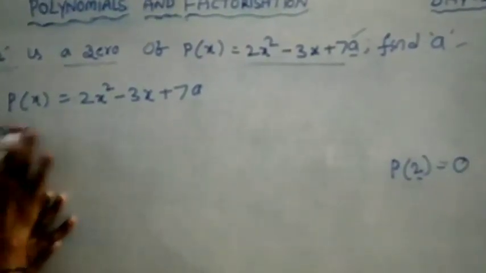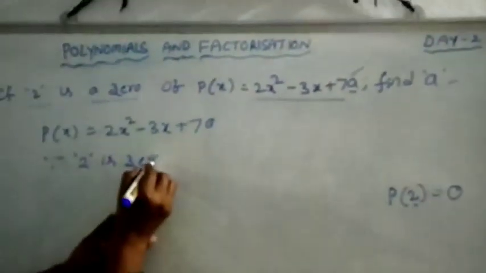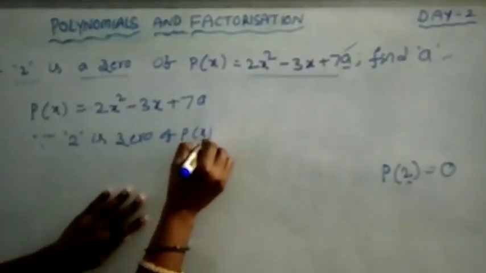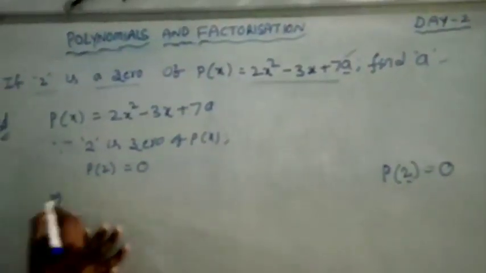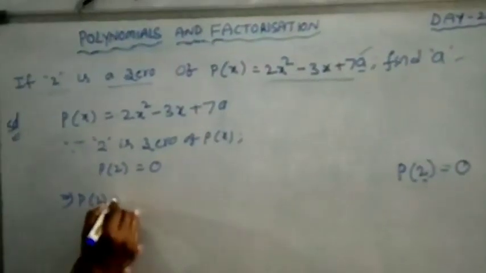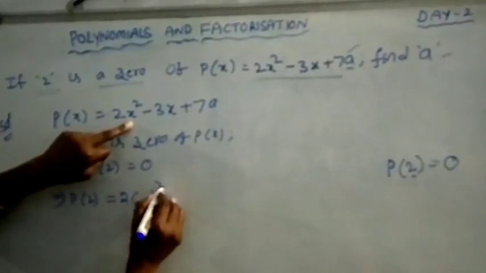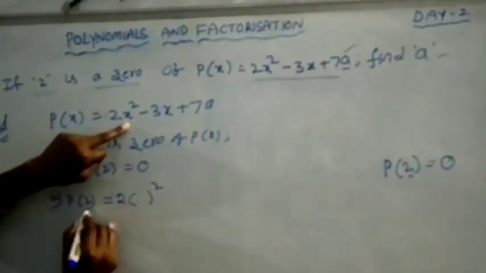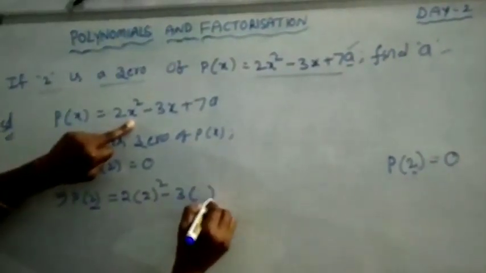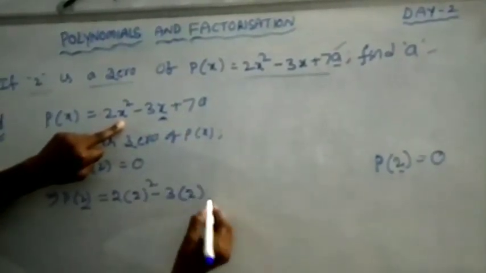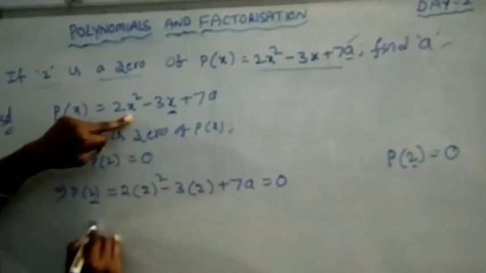Since 2 is 0 of p of x, p of 2 is equal to 0. That implies we have to find p of 2. 2 into, in place of variable x, in x square we have to write 2, minus 3 into, in place of x, 2, plus 7a is equal to 0.